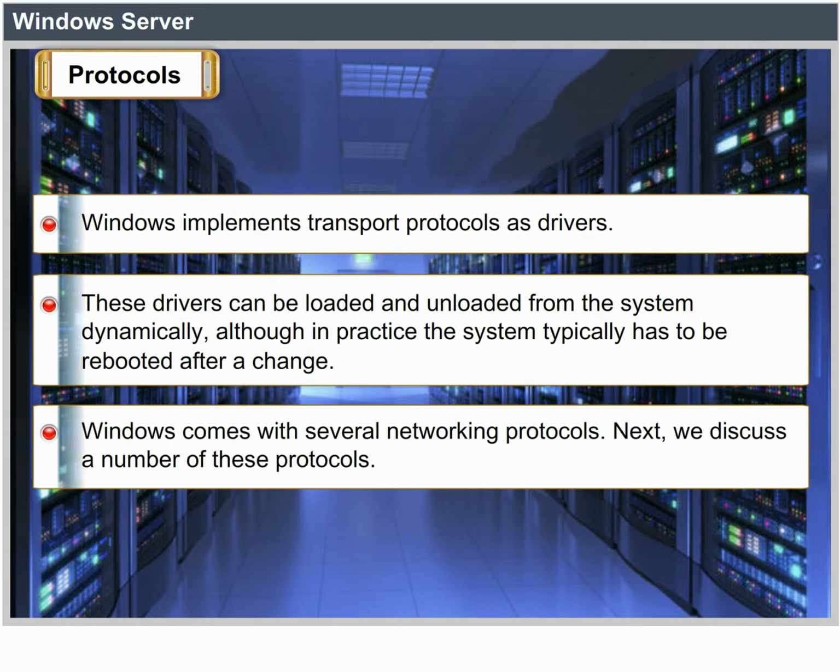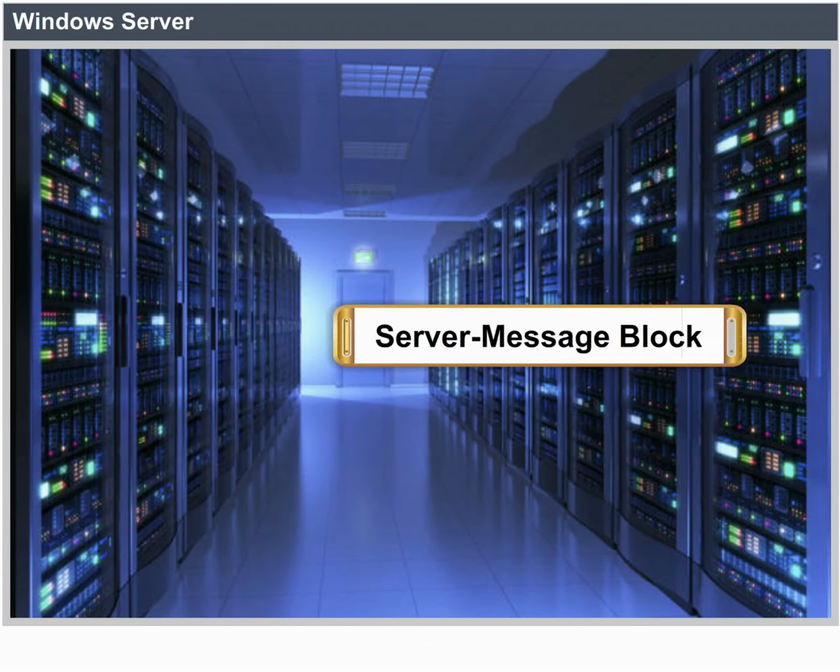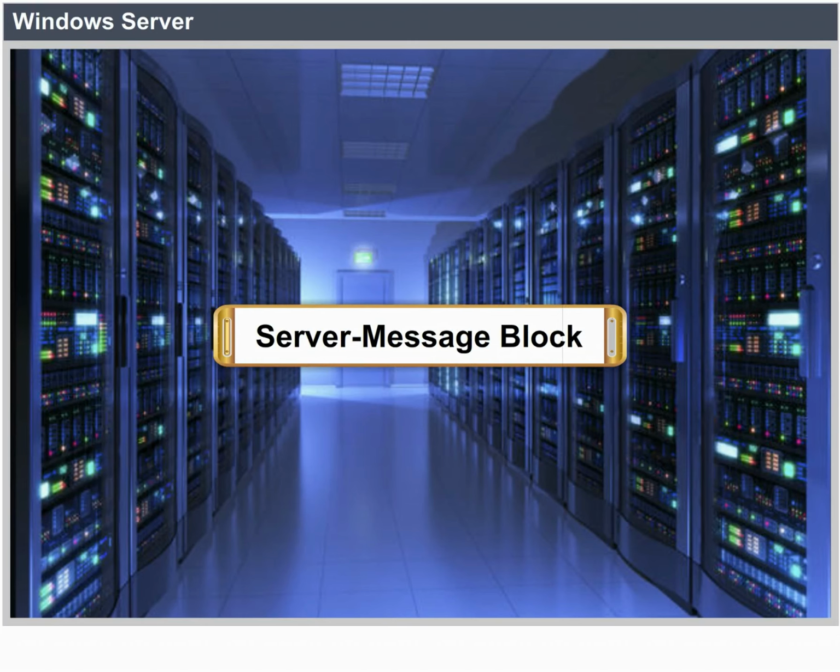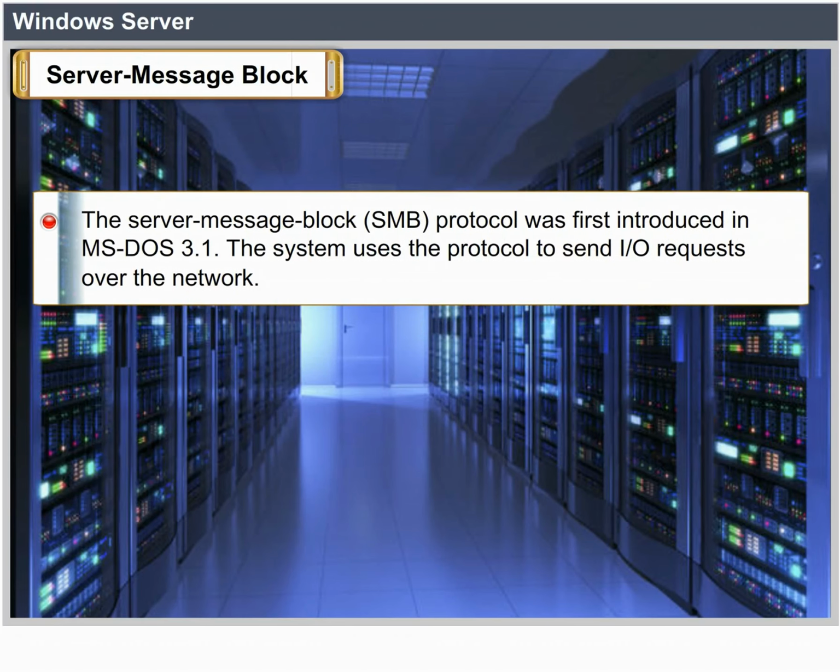Server Message Block. The Server Message Block (SMB) protocol was first introduced in MS-DOS 3.1. The system uses the protocol to send I/O requests over the network. The SMB protocol has four message types.